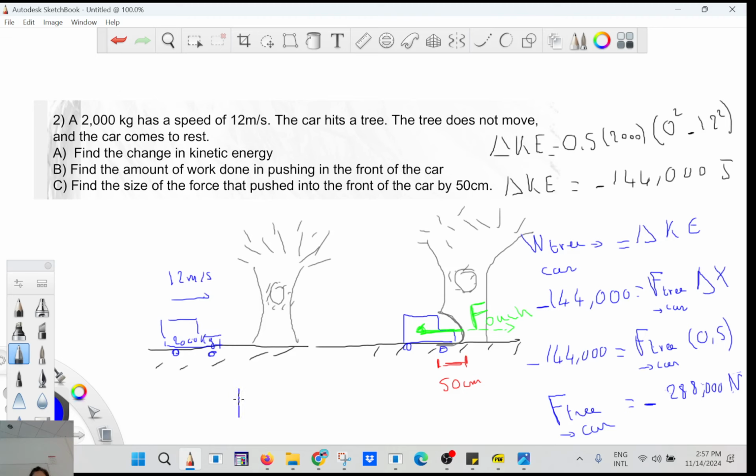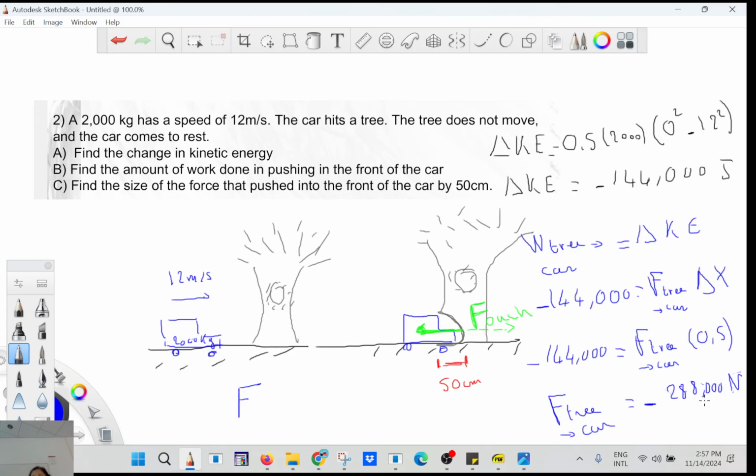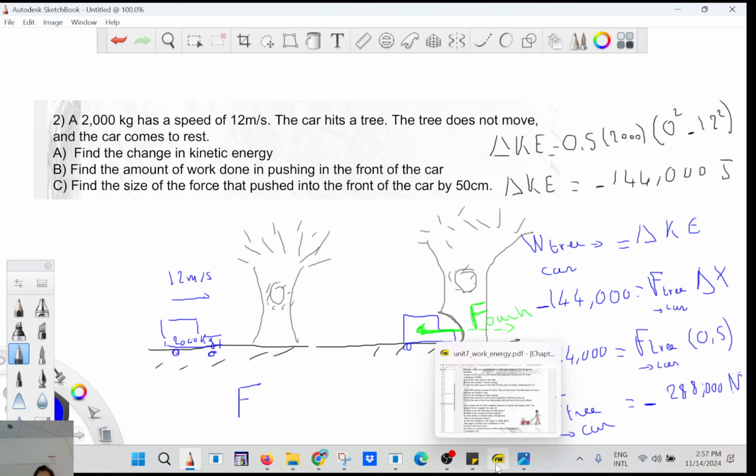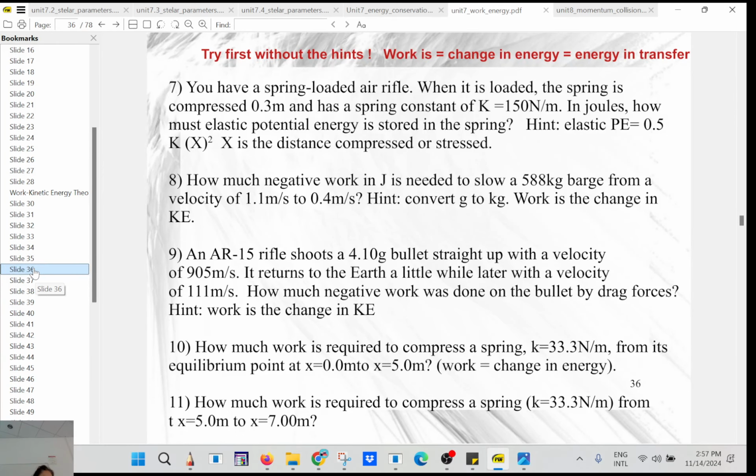So that's what they want. Okay. And the force from the car on the tree will be the same. And this is bad. If you want to know in pounds, you divide by 5. So that's quite large. Yeah. So it's not good.